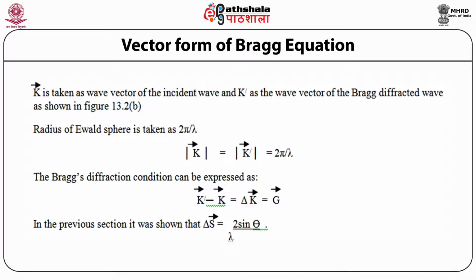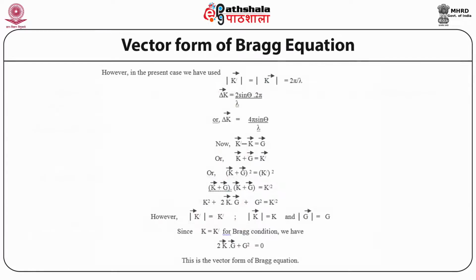In the previous section, it was shown that delta S vector is equal to twice sine theta by lambda. However, in the present case, we have used modulus of K prime vector equal to modulus of K vector is equal to twice pi by lambda. Delta K vector is equal to twice sine theta by lambda into 2 pi, or delta K vector is equal to 4 pi sine theta by lambda.